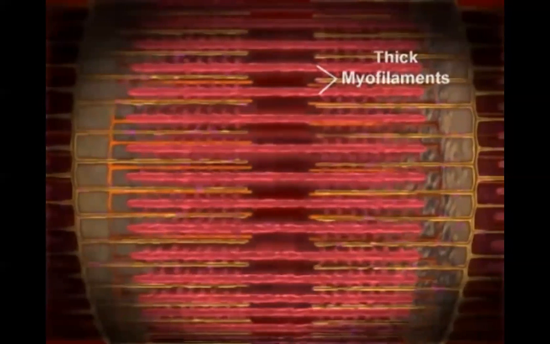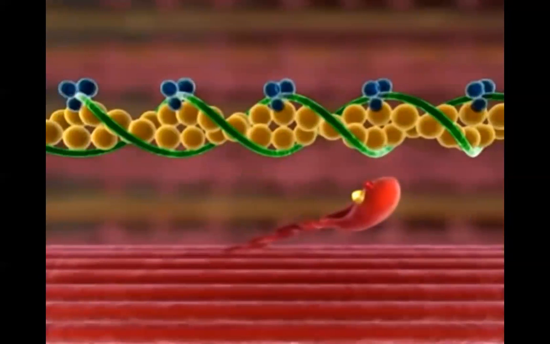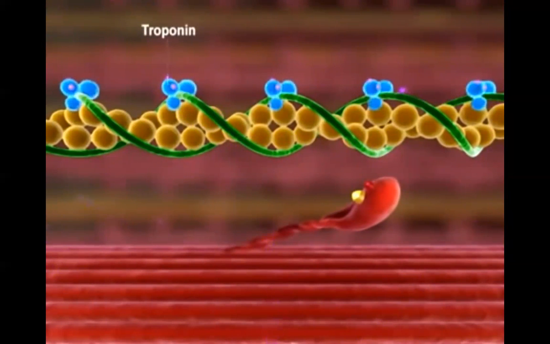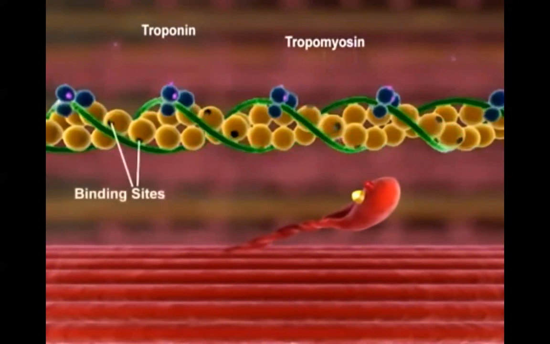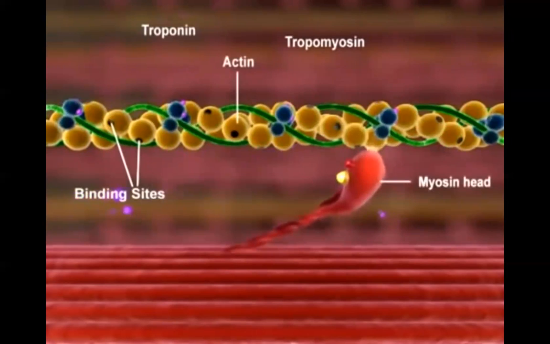A sarcomere shortens when myosin heads in thick myofilaments form cross bridges with actin molecules in thin myofilaments. The formation of a cross bridge is initiated when calcium ions released from the sarcoplasmic reticulum bind to troponin. This binding causes troponin to change shape. Tropomyosin moves away from the myosin binding sites on actin, allowing the myosin head to bind actin and form a cross bridge.